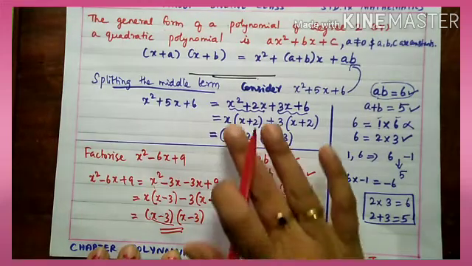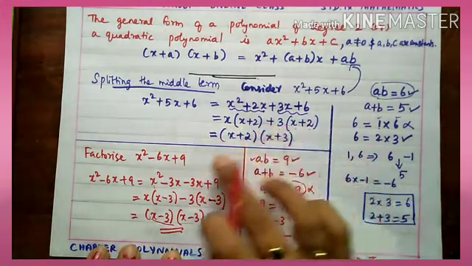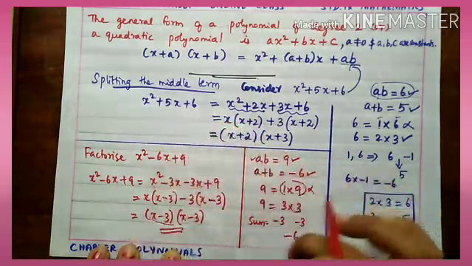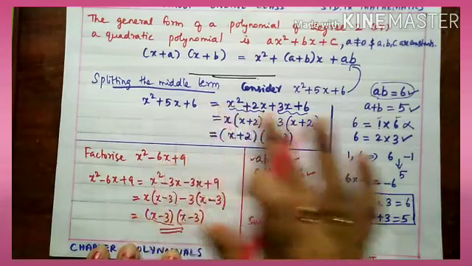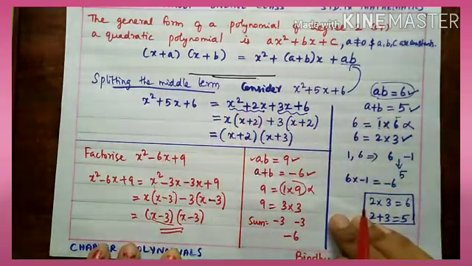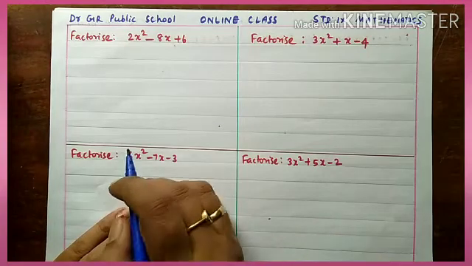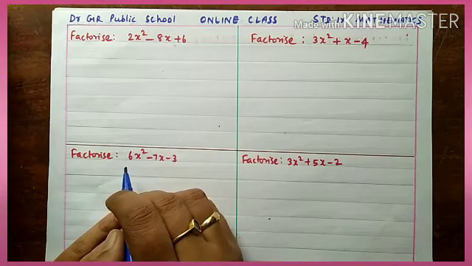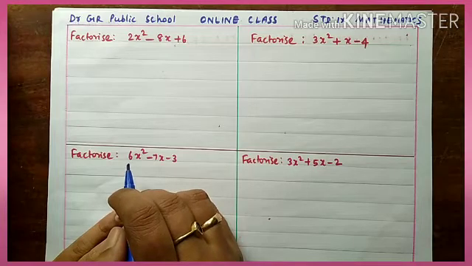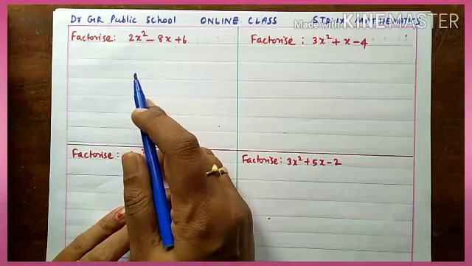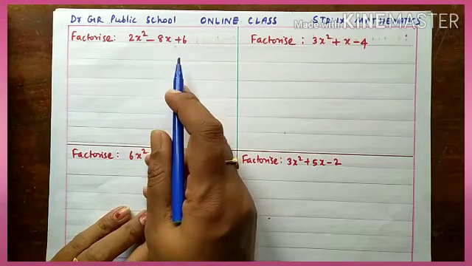Okay, so here we checked two examples, one for a negative sign and how we select the numbers, and one positive, how we select the numbers. Now children, we are going to study more examples on factorization by splitting the middle term. Now let us see the first question: 2x square minus 8x plus 6.